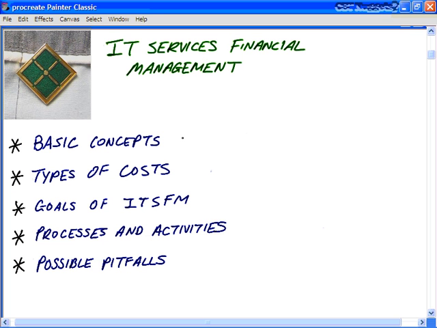In this nugget of the ITIL series on IT services financial management, we're going to look at 5 key knowledge areas. First of all, we'll look at the basic concepts and terminology of IT services financial management, or ITSFM. Then we'll look at different types or categories of costs. We'll look at the goals of ITSFM, as well as the processes and activities that go into this financial service. And then finally, we'll explore some potential pitfalls of IT services financial management. Sound good? All right, let's dive into it.